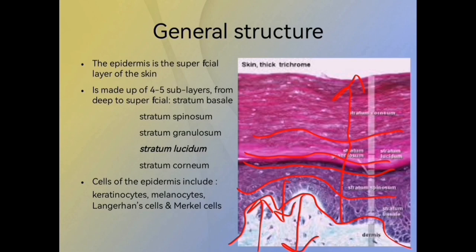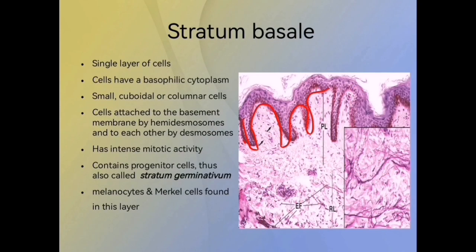The cells which you'll find in the epidermis include the keratinocytes, melanocytes, the Langerhans cells, and the Merkel cells. Now let's look at the stratum basale. This is the deepest layer of the epidermis, and it is a 1-cell thick layer made up of basophilic cells. These cells appear basophilic because of the numerous ribosomes within the cytoplasm, and these ribosomes synthesize the keratins.